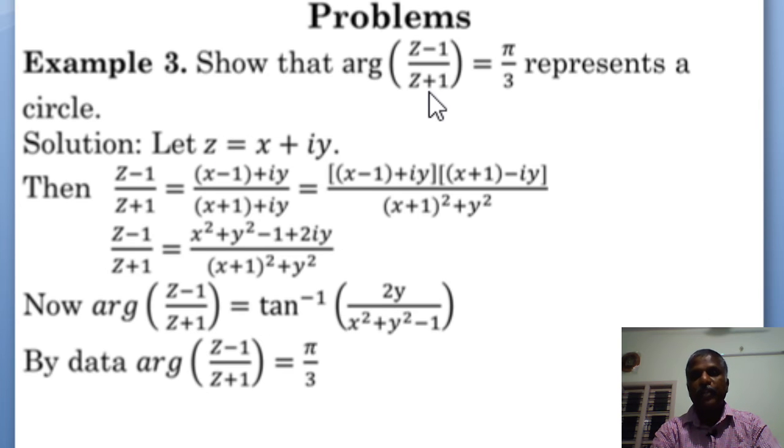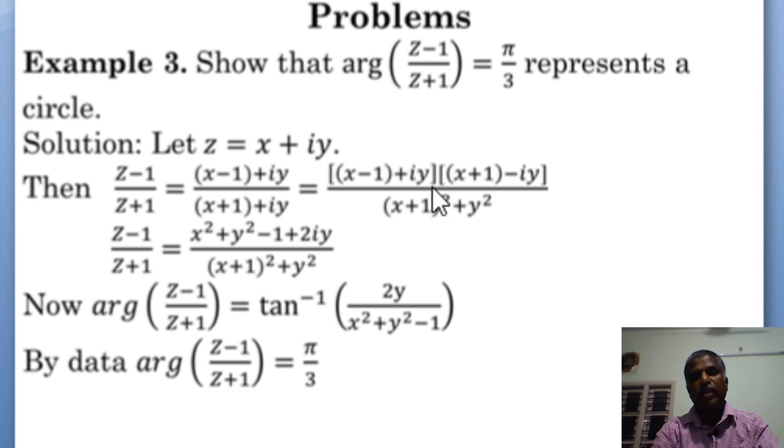Show that the argument of (z minus 1) by (z plus 1) is equal to pi by 3 represents a circle. So again we have to substitute z is equal to x plus iy. Here also we have to find the real part and imaginary part, because the argument of z is tan inverse of y by x. So you have to find x and y. For that, put z is equal to x plus iy. (z minus 1) by (z plus 1) is, on substituting x plus iy and separating, we get (x square plus y square minus 1 plus 2iy) divided by ((x plus 1) whole square plus y square).